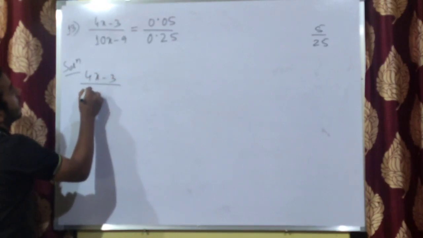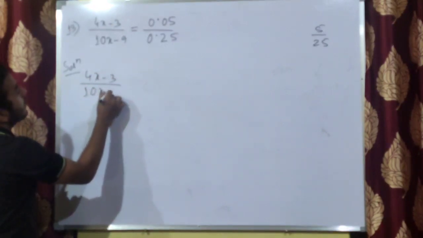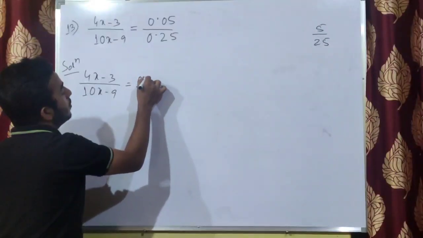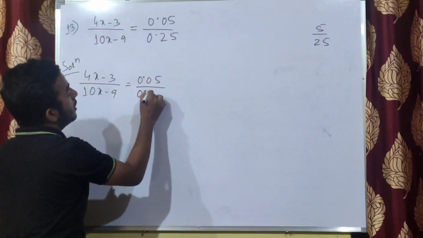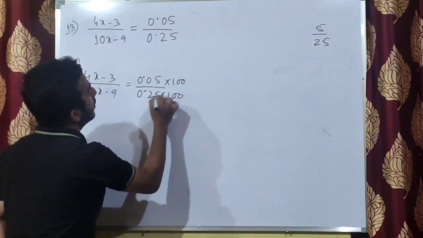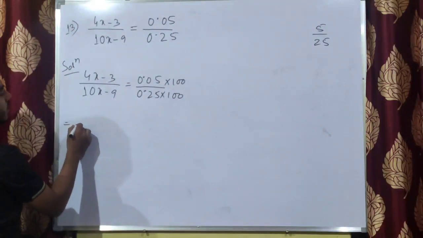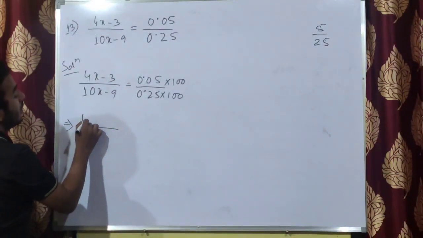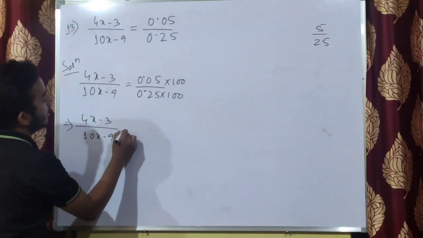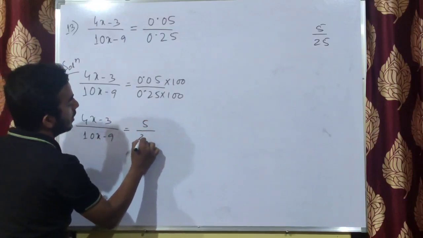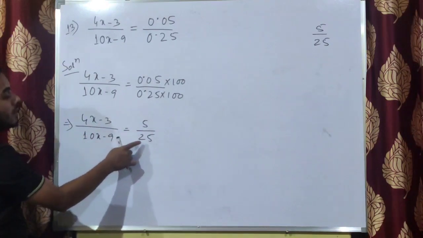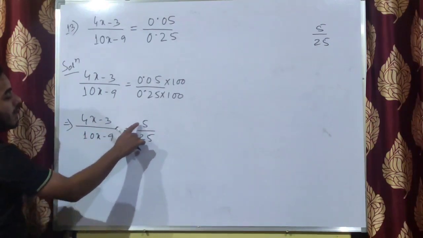First of all, we will write (4x minus 3) divided by (10x minus 9) equals 0.05 by 0.25 into 100. Here also into 100, right? So it will be (4x minus 3) by (10x minus 9) equals 5 by 25. Now we will cross multiply. We will multiply (4x minus 3) by 25 and (10x minus 9) with 5.